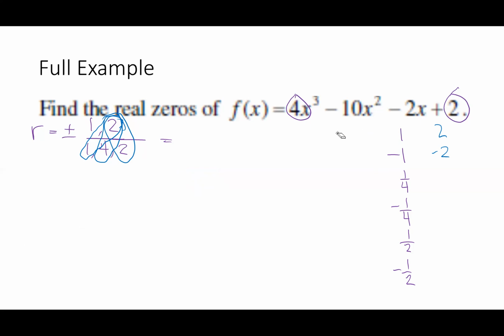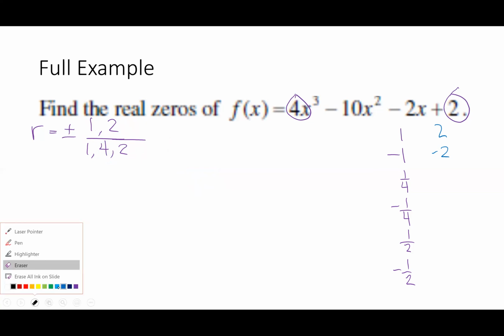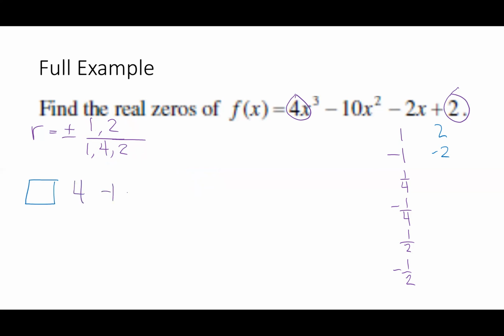All right, so now we've got all of our possible rational zeros. And now we do our synthetic division. So we've got 4, negative 10, negative 2, and 2.